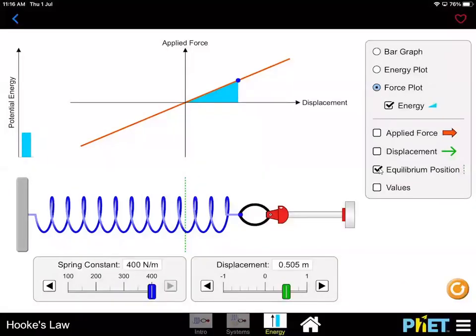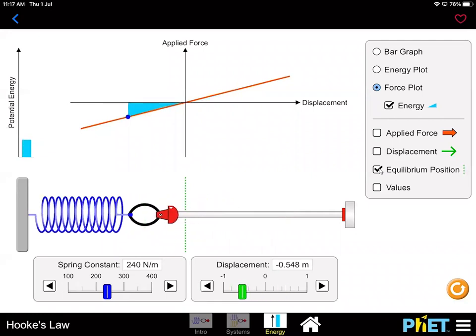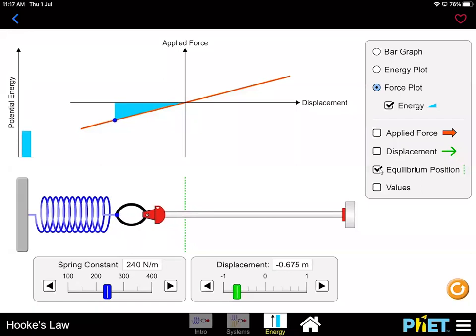That's fine. Okay, so let's try a second calculation. Let's set it to approximately 240 newtons, and let's compress it instead of extending it. So compress it to approximately 0.7, give or take. Ooh, and then we've got to take a screenshot.